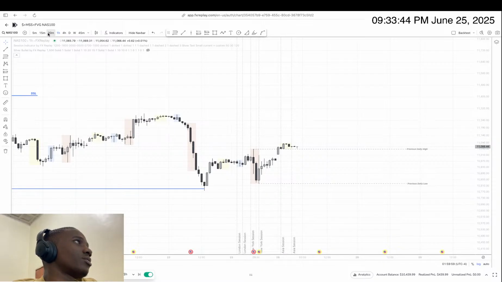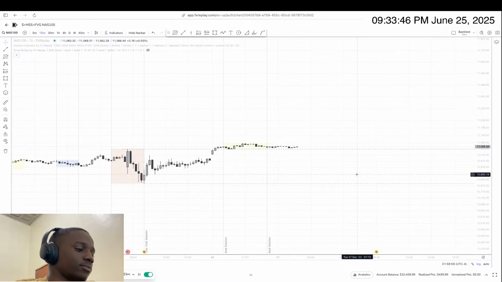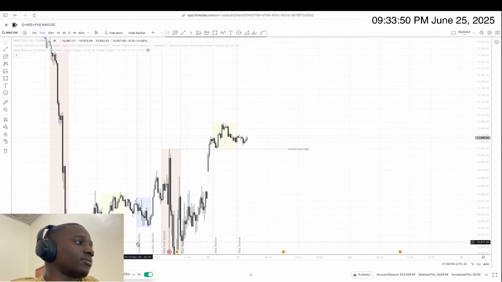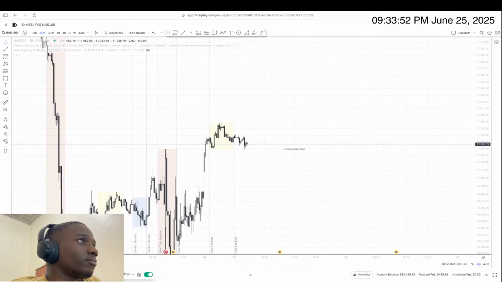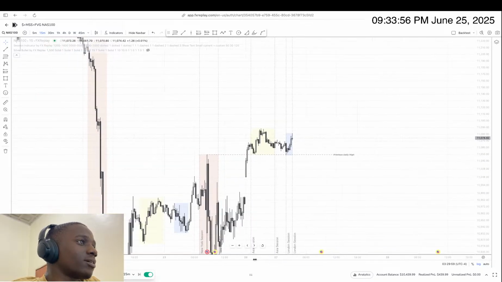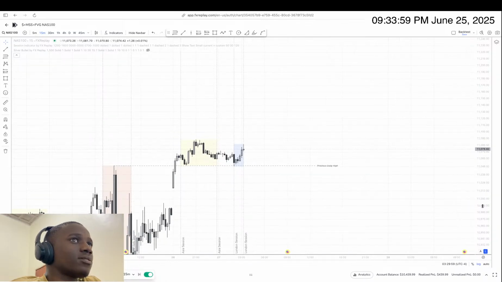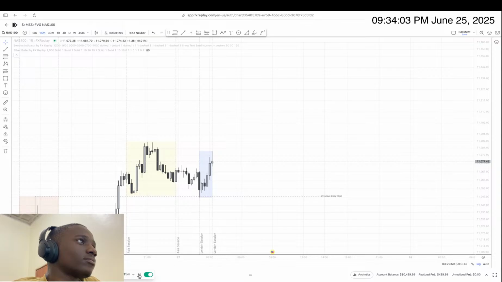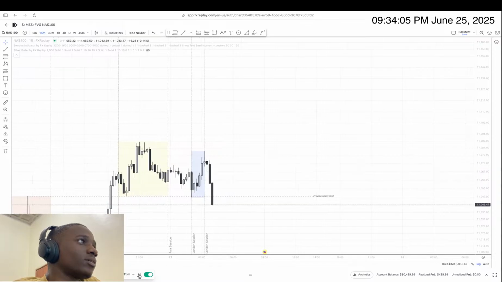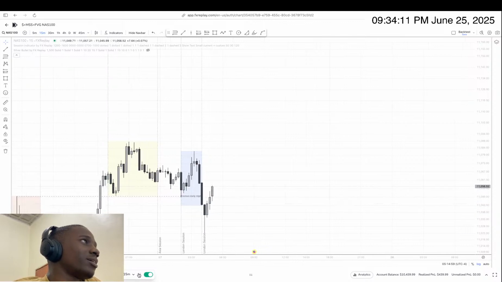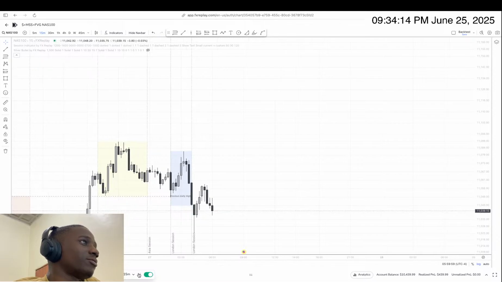So Asia has started, and on the 15-minute, there's nothing big so far. We create equal lows as soon as London opens. And boom, we take out the equal lows. I don't know why, I see something like we're about to shift.